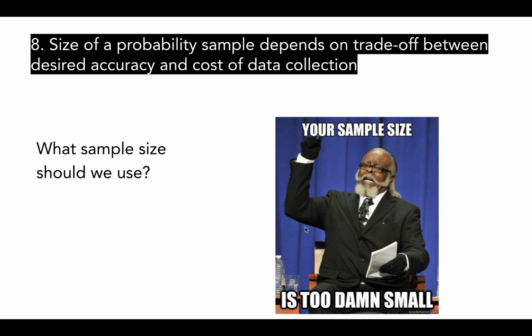The last axiom is that you can make a trade-off between desired accuracy and the cost of data collection to calculate your ideal sample size. So the size of a probability sample really comes down to that trade-off you make between how much accuracy you want, because obviously you want as high accuracy as possible, but you also know that a high accuracy comes with a cost because that means you have to collect more data. And we're going to cover that in the last session.